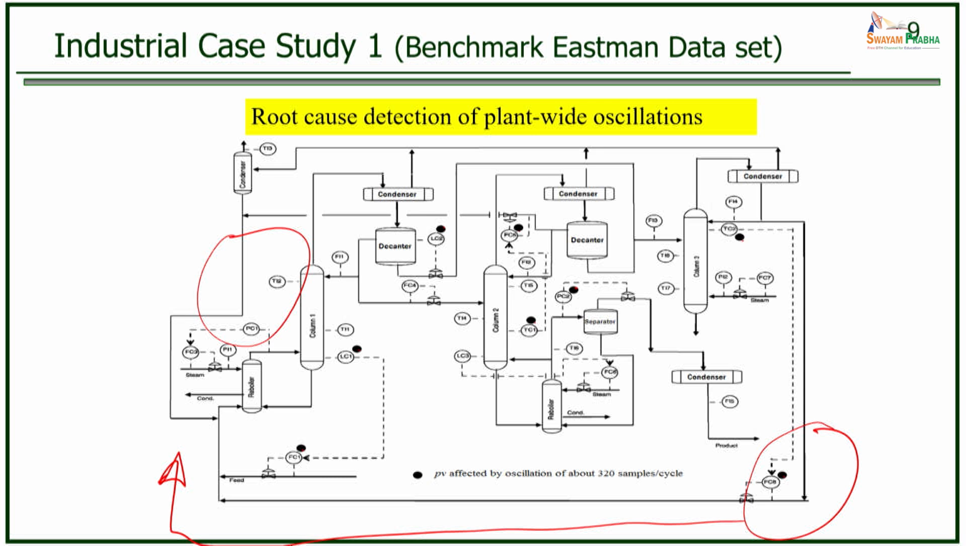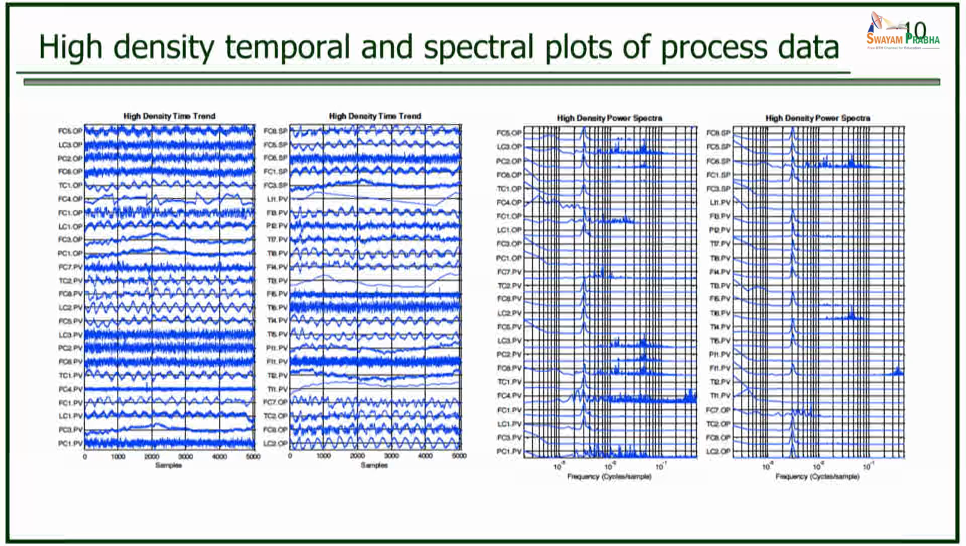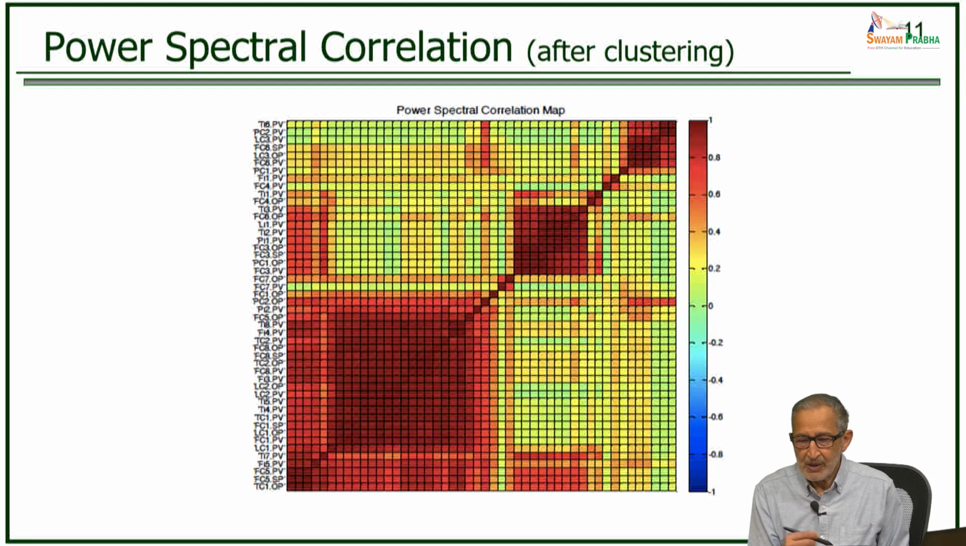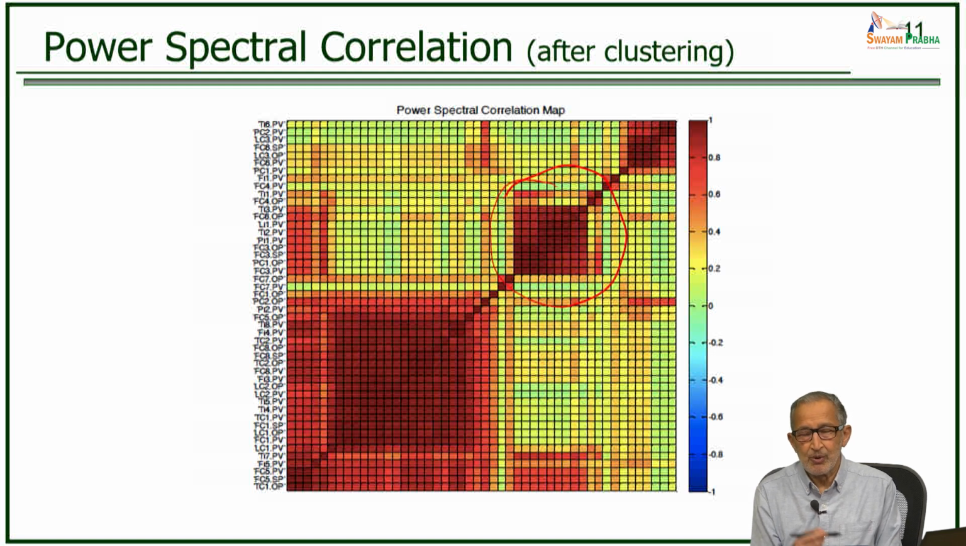So we're looking for the root cause detection of these plant-wide oscillations, and what we do is plot all the important variables in the time domain and also look at them in the corresponding spectral domain. And now identify the variables that are oscillating at the same frequency. In other words, they have the same spectral shape, and let's look at those variables, and I show that here. So these are all the variables, and we've clustered them. So this is the clustered correlation map of all those variables in the spectral domain. And now if the frequency of interest is as shown here, then we can look at all of these variables to identify which may be the root cause of these oscillations.